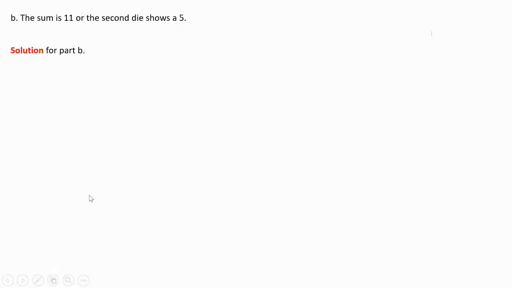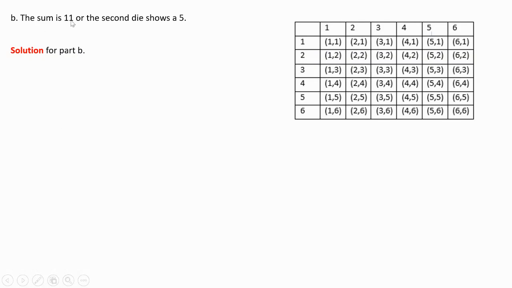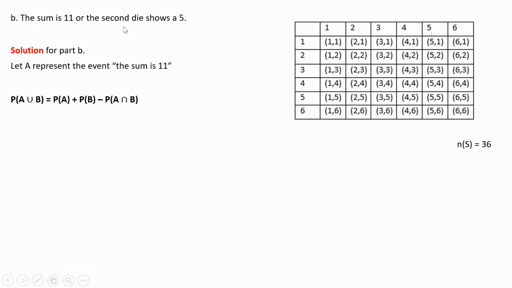Now part B. The sum is 11, so we're going to let the set A be the sum is 11. And the set, the second die shows a 5, will be B. So again, this is 11, so it's only 2. And let B represent the event the second die shows a 5, so it's going to be all these right here, where the second die is a 5.